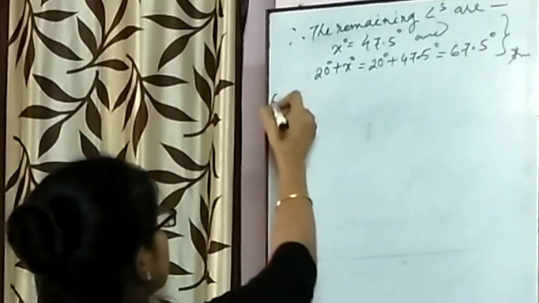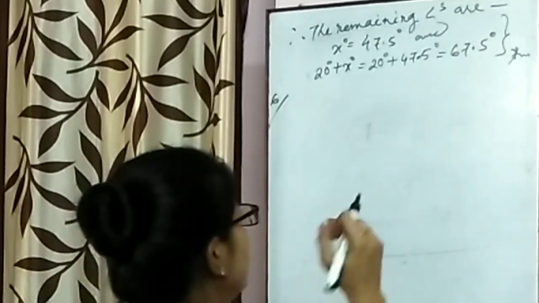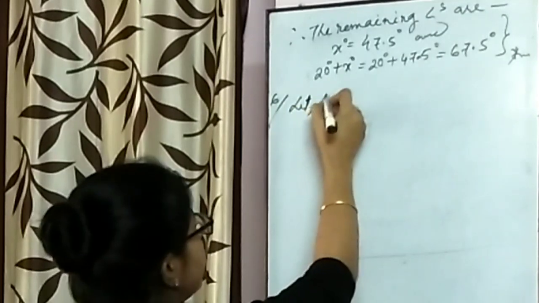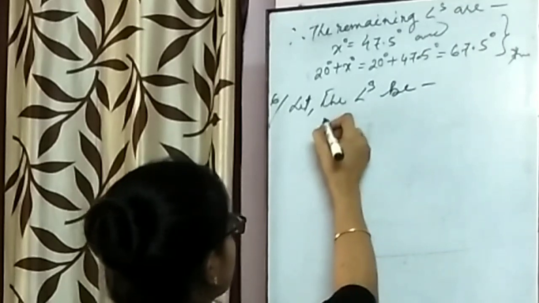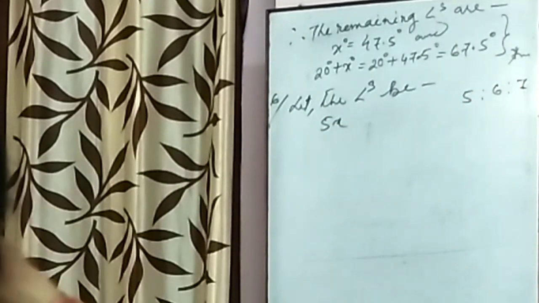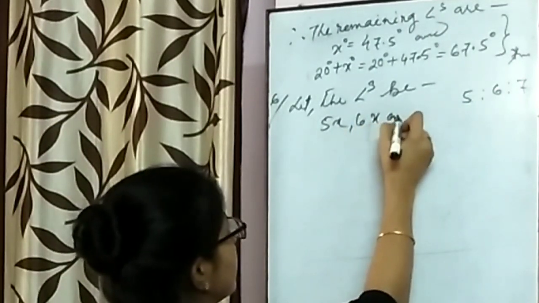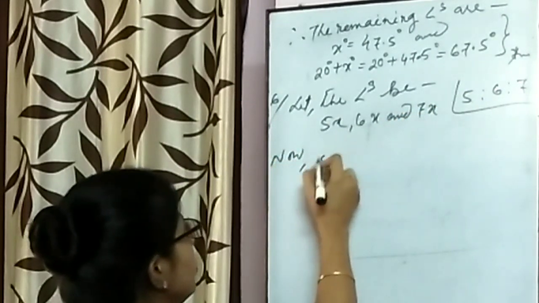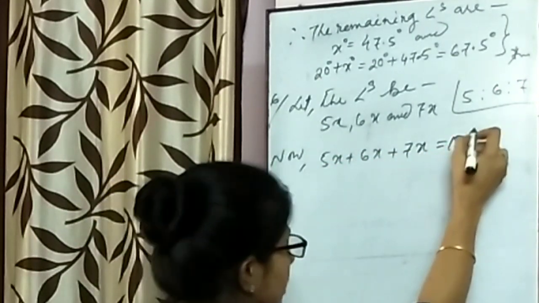Question number 6. Here we are given one proportion, ratios. So from there we need to find the angles. As the ratio is 5:6:7, we will take the angles as 5x, 6x and 7x. So now what shall we do? 5x, 6x, 7x, 180 degrees.